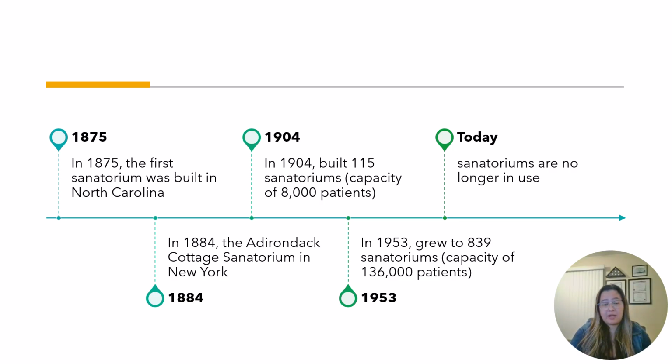In 1875, Joseph Gleitzmann opened the first sanatorium in the United States. Then in 1884, Edward Livingston Trudeau, who had tuberculosis himself, opened the second sanatorium in Saranac, New York. In 1904, the United States had 115 sanatoriums that grew to 839 sanatoriums in 1953. Today, the United States no longer uses sanatoriums, and people with tuberculosis usually receive treatment from healthcare workers.